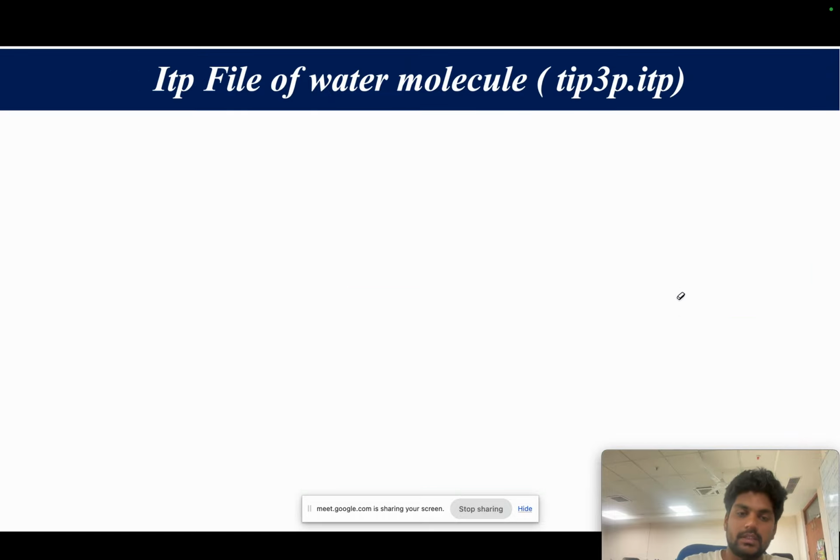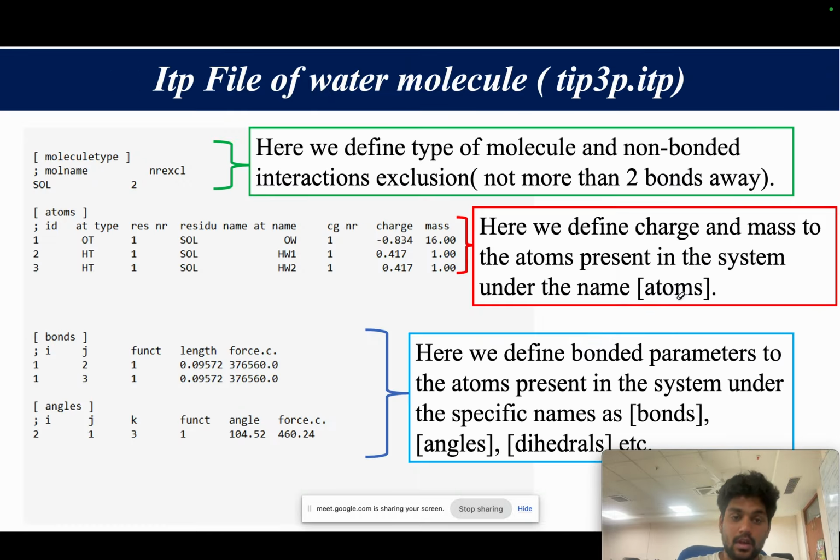So once this is done, now we are going for the ITP file. You can see the molecule type, where we define the type of molecule and the non-bonded interaction exclusion. We are excluding the non-bonded interactions which are more than two atoms away. Then we have the atoms.